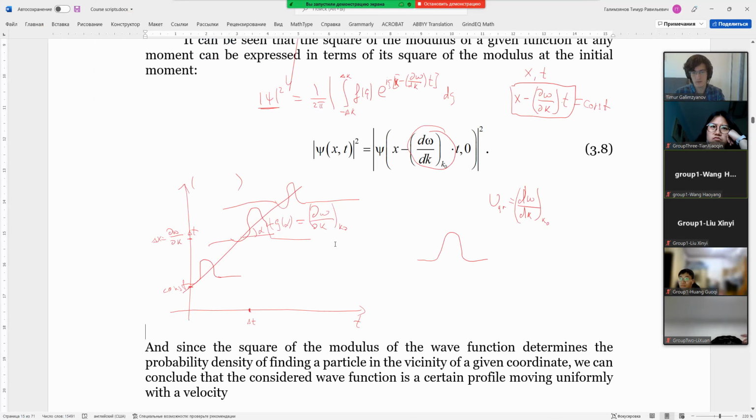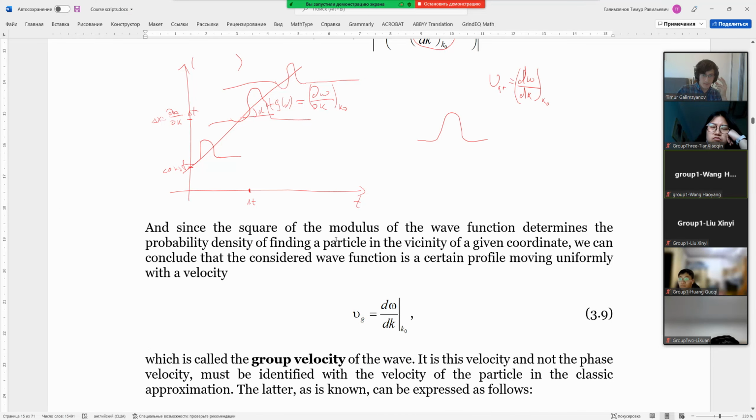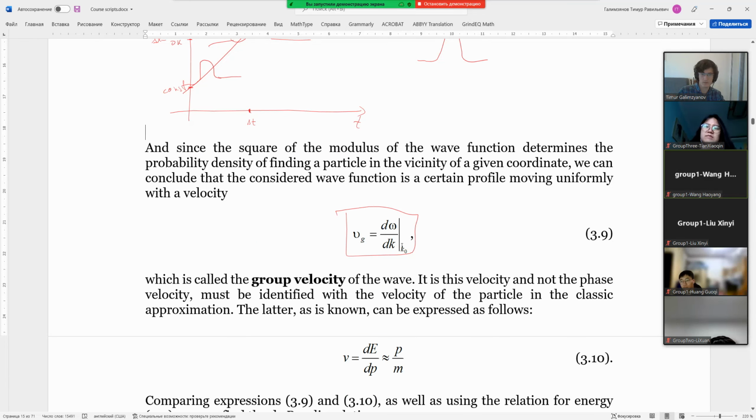So let's, and that means that only a group velocity can describe the movement of the particle, which is the movement of this wave packet, and that means that the group speed, the velocity of the particle, is d omega by dk.